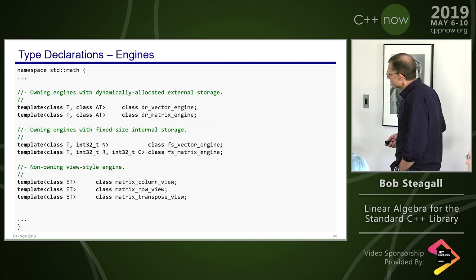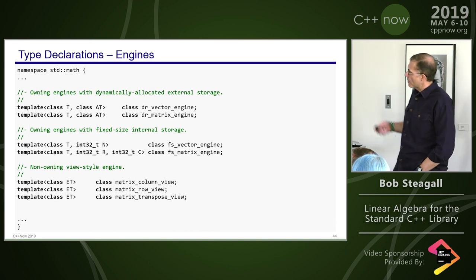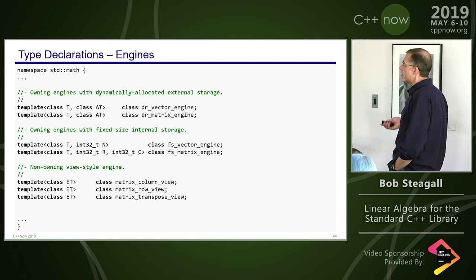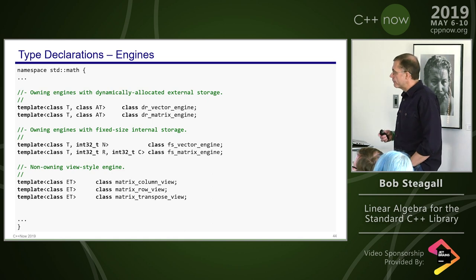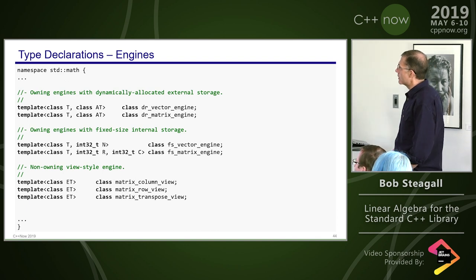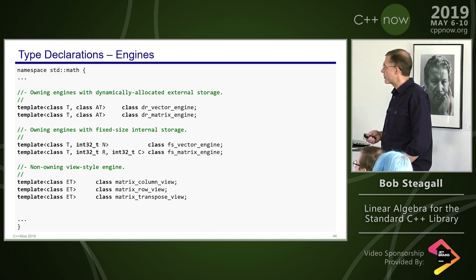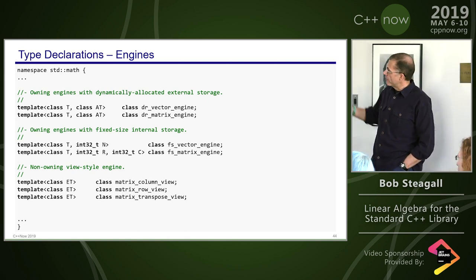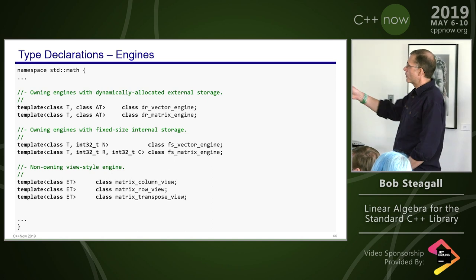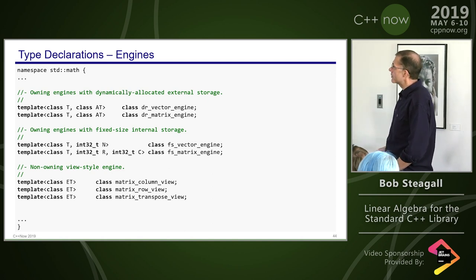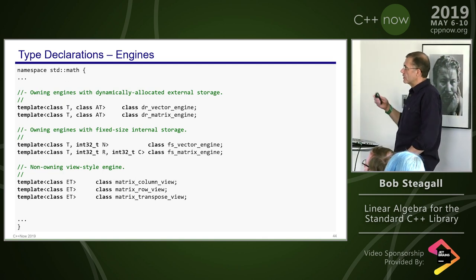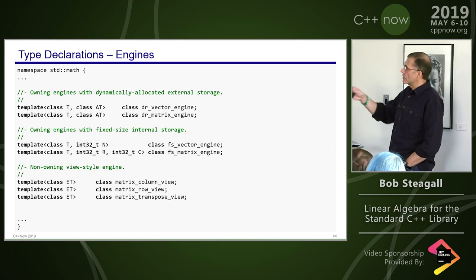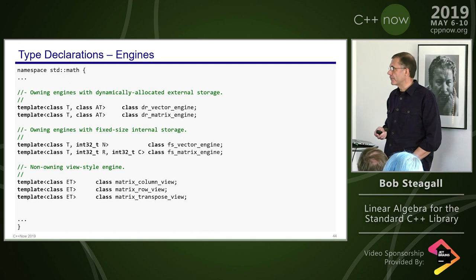Okay, so let's talk about the engines that are part of the proposal so far. We have a dynamically resizable vector and matrix engine. There are two template parameters, the element type and the allocator type, and these particular types own their storage. We have owning engines with fixed size internal storage: a fixed size vector engine and a fixed size matrix engine. The vector engine has one non-type template parameter that specifies how many elements are in the vector. The matrix engine has two, which specify the number of rows and columns. We call this fixed size because the number of rows and columns are fixed and known at compile time.